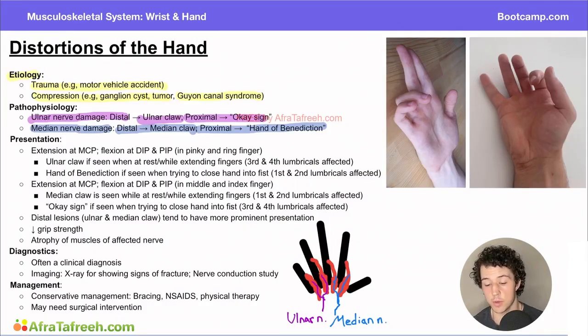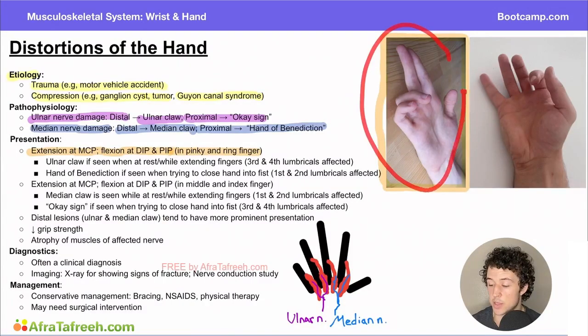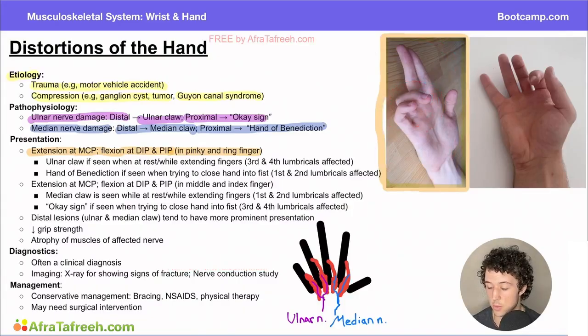So the first one we'll go over is if there is extension at the metacarpophalangeal joints, flexion at the proximal and distal interphalangeal joints in the pinky and ring finger. So that will be this image here. So if the patient is at rest or they're trying to extend their fingers, we can see that the third and fourth lumbricals on the fourth and fifth fingers are the ones that are impaired. So this will be ulnar claw if it is seen at rest or while trying to extend the fingers, again, because the third and fourth lumbricals are the ones that are affected that cause this presentation.